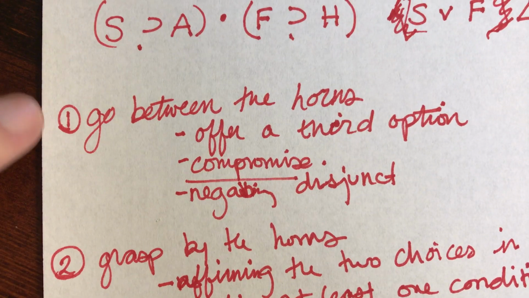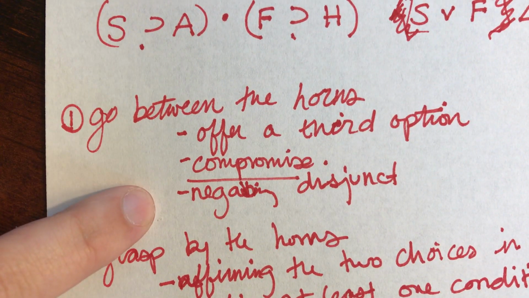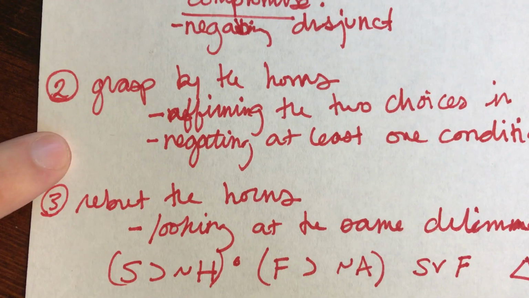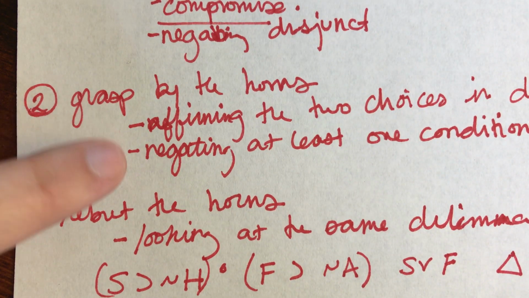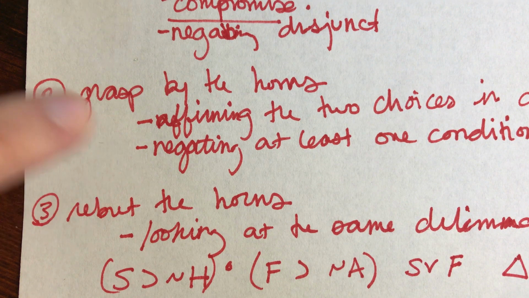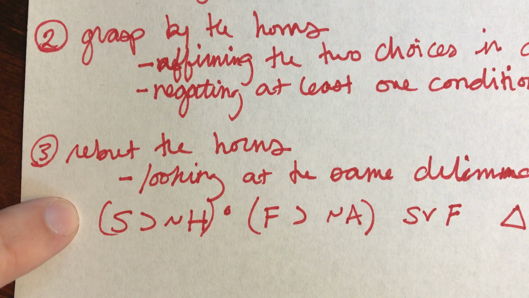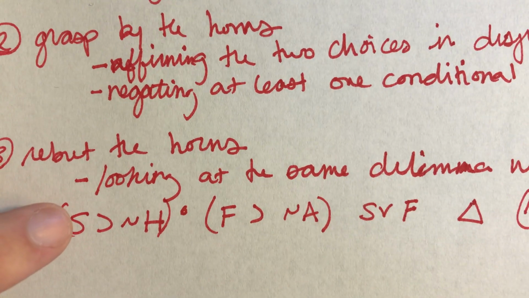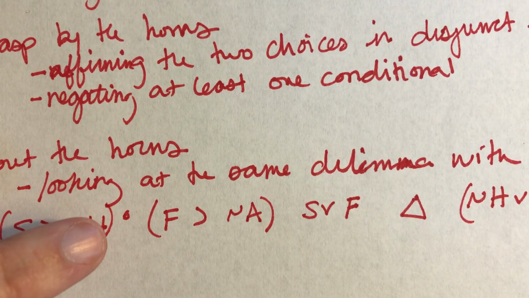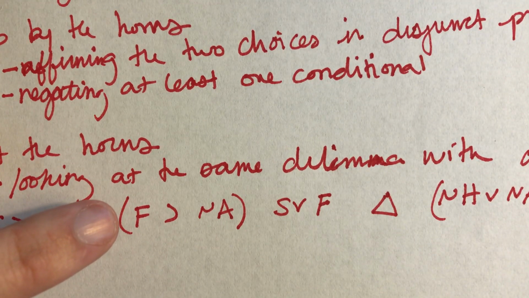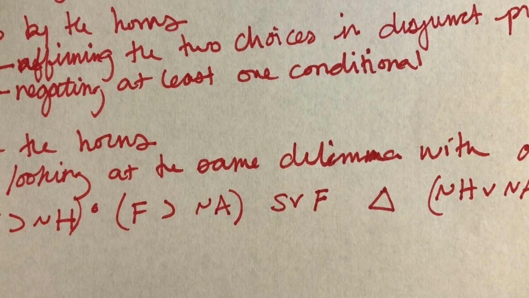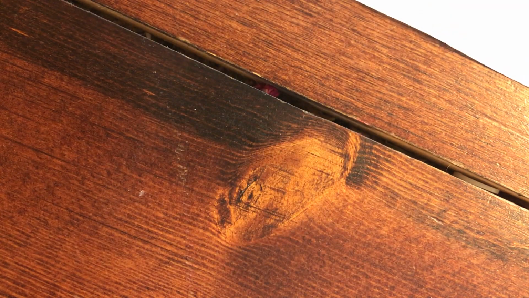So basically, number one, go between, is you negate the disjunctive premise. Number two, grasp the horns, you negate one of the conditional premises, okay? Number three, rebut the horns, you admit both premises, okay? But you turn around the way you're looking at it. And sometimes what you do by that is you flip the consequence and negate them. That's how you would symbolize it. Okay, so that is a rundown on the dilemma.